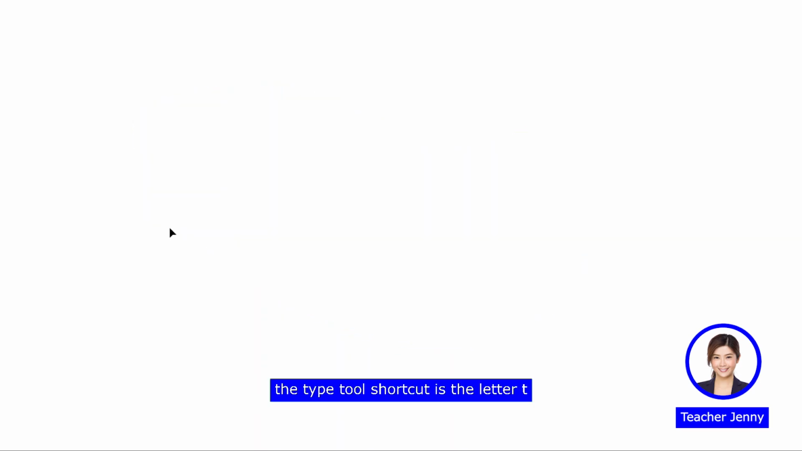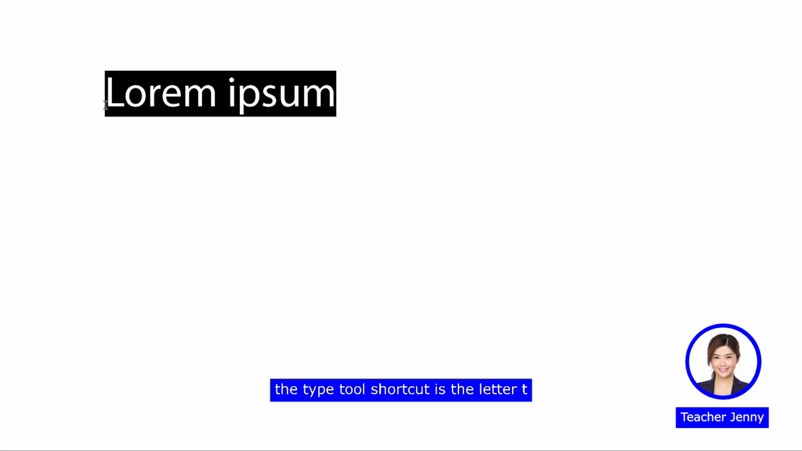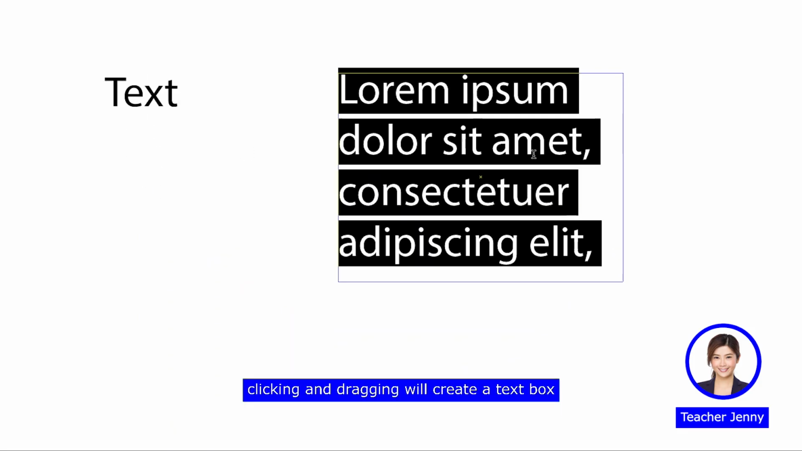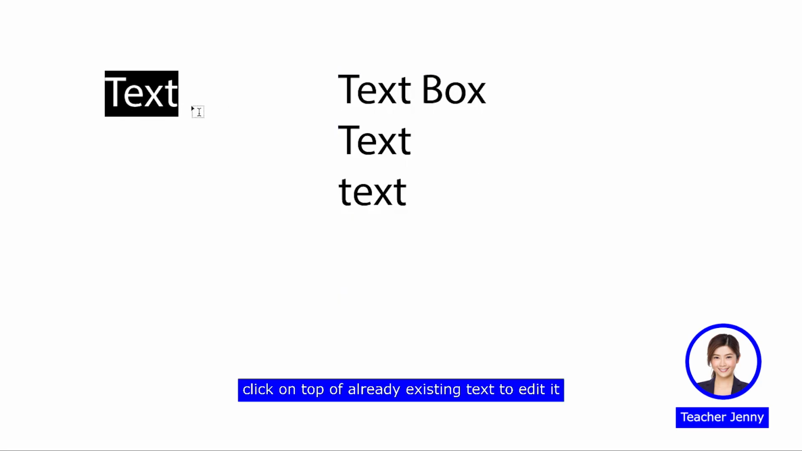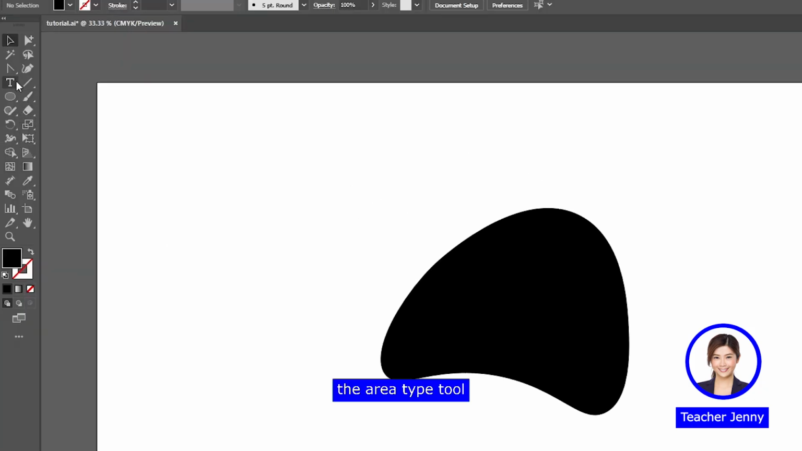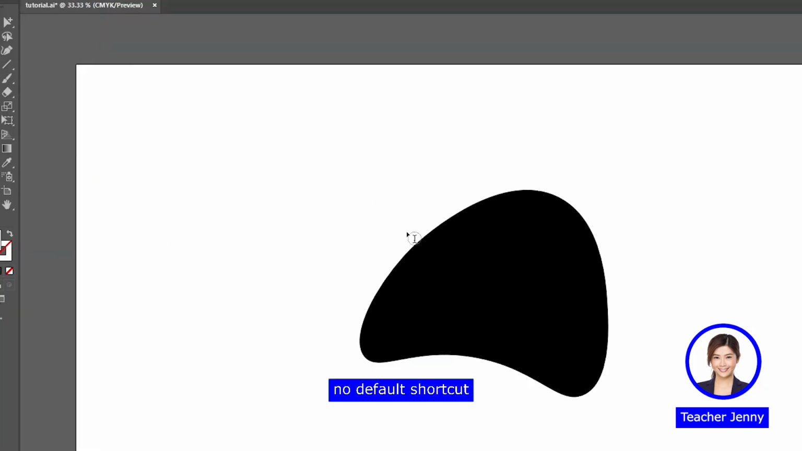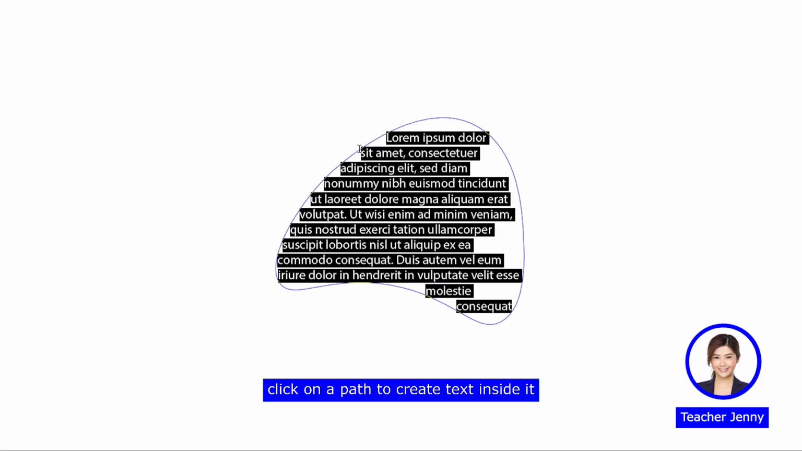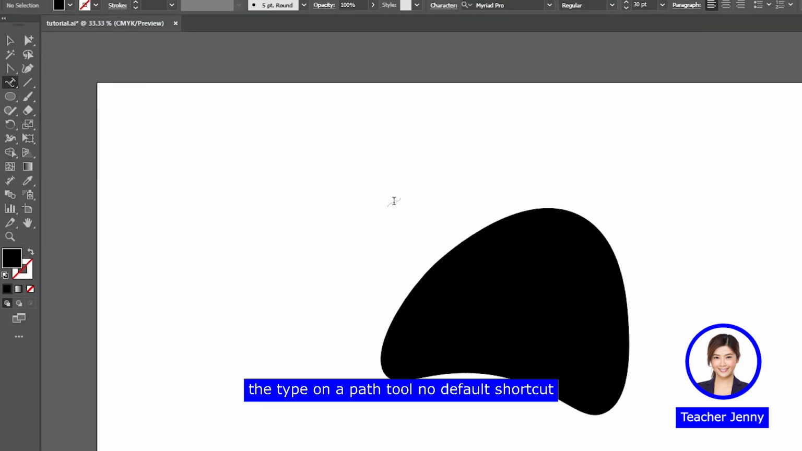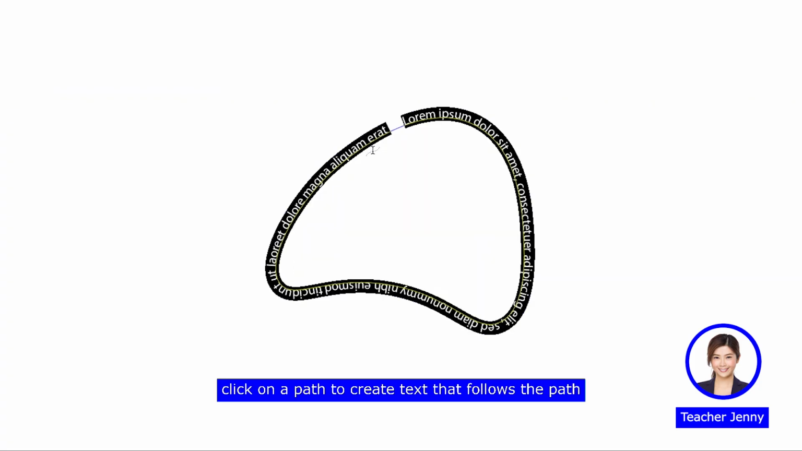The Type tool, shortcut is the letter T. Click anywhere to add text. Clicking and dragging will create a text box. Click on top of already existing text to edit it. The Area Type tool, no default shortcut. Click on a path to create text inside it. The Type on a Path tool, no default shortcut. Click on a path to create text that follows the path.